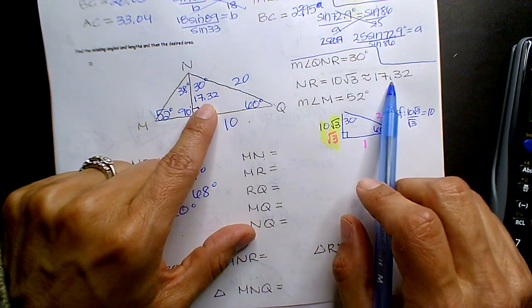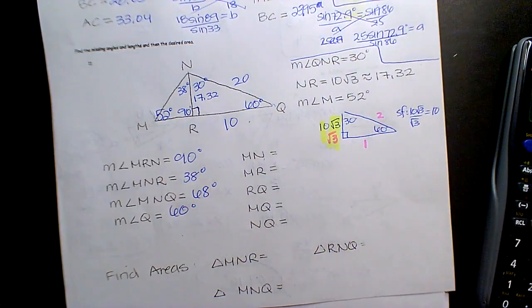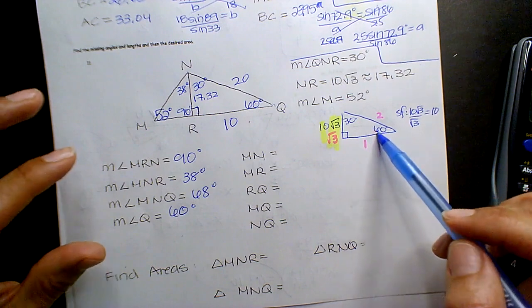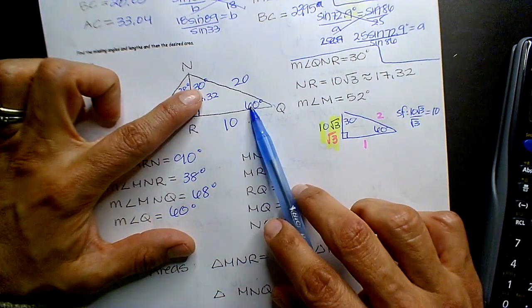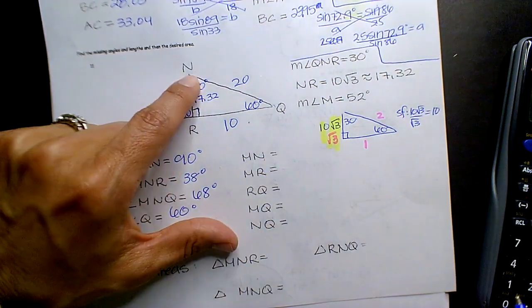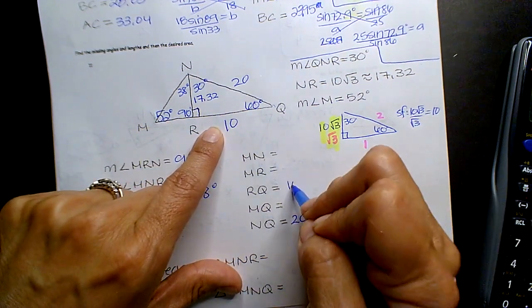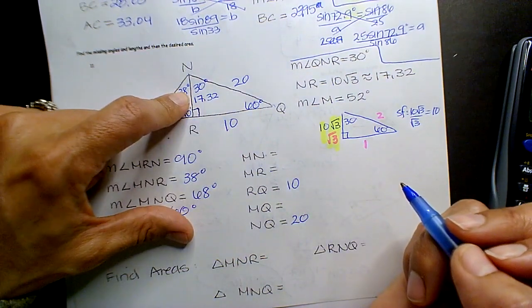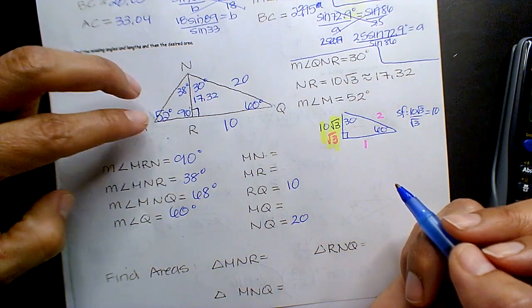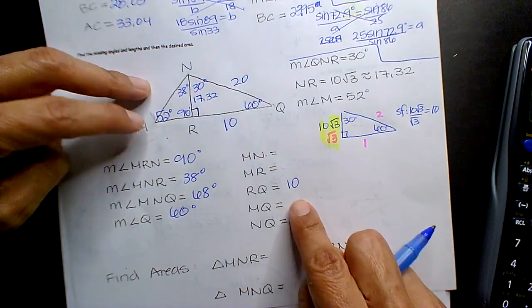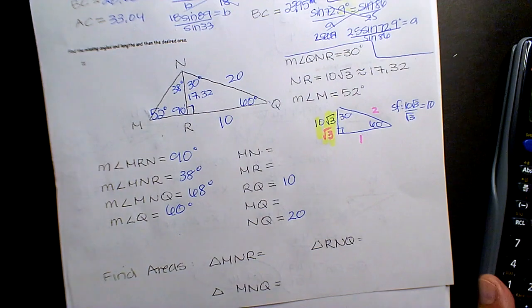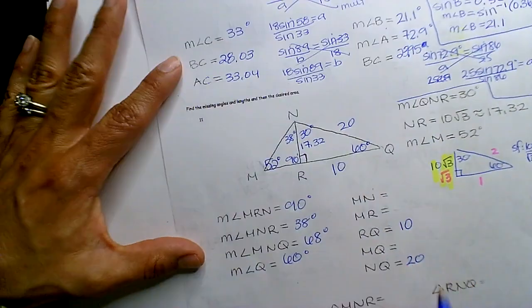You could use the decimal, you could use SOHCAHTOA, go for it, but reference triangles are easy when you know the 30-60s. So NQ is 20, RQ is 10, we already know that. Now let's go to this side. This is the together, so these two. All right, now let's go to here.